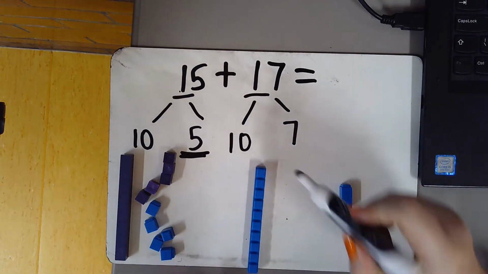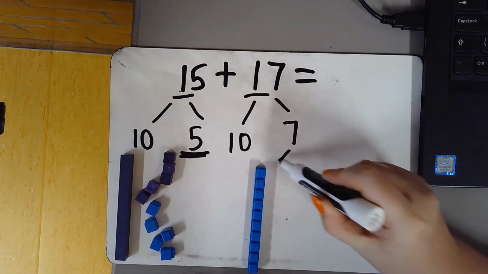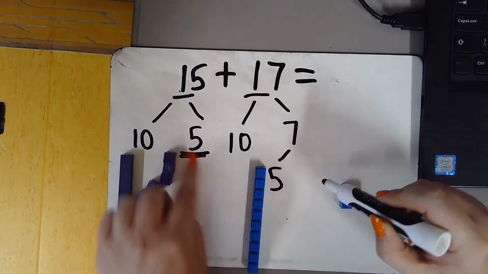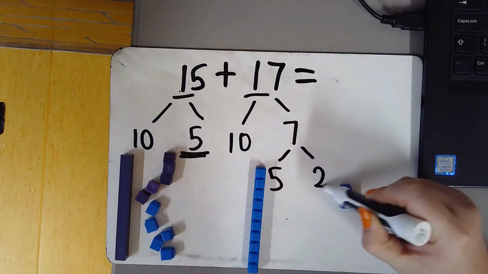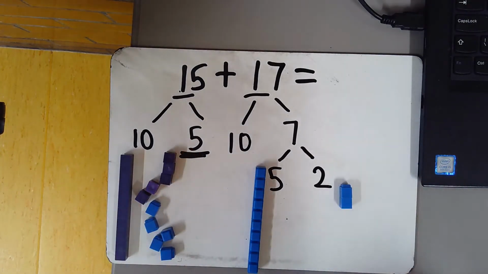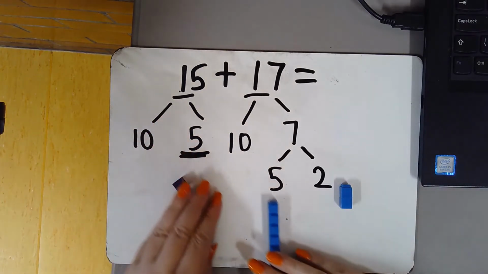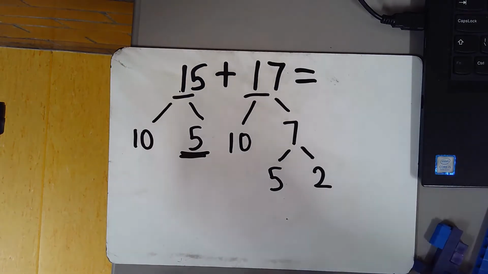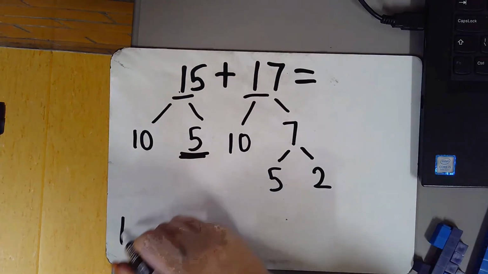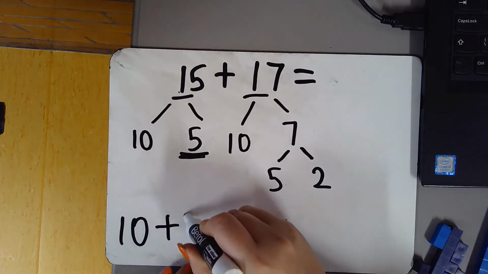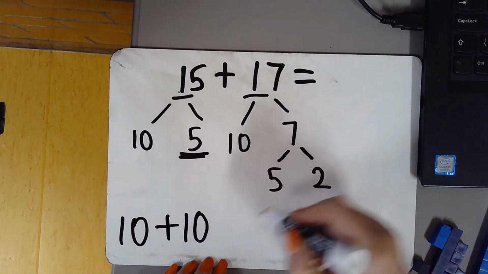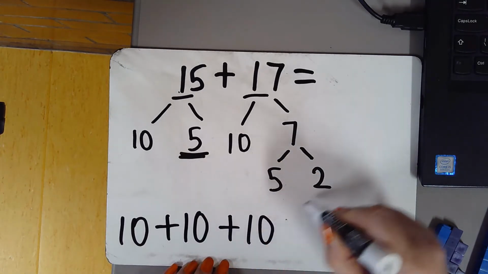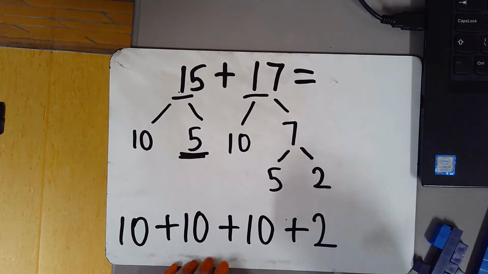So to make 10, I would need to split my 7 into 5 to make 10, and then that leaves me with 2. So when I then go on to add these numbers together, essentially I'm doing 10, add 10, make 10, and then add whatever is left.